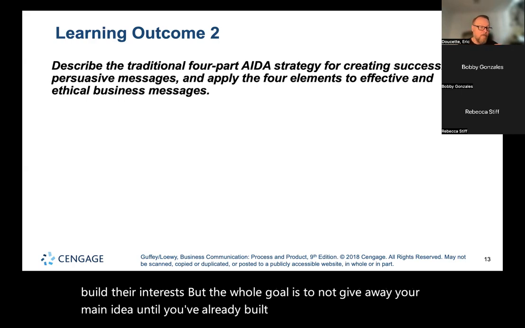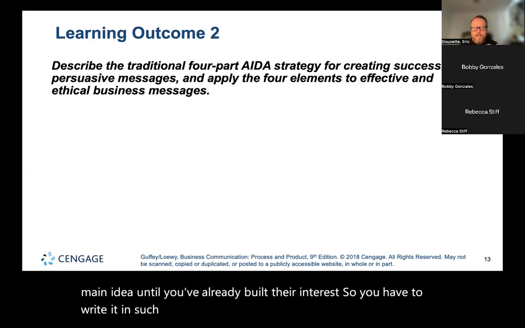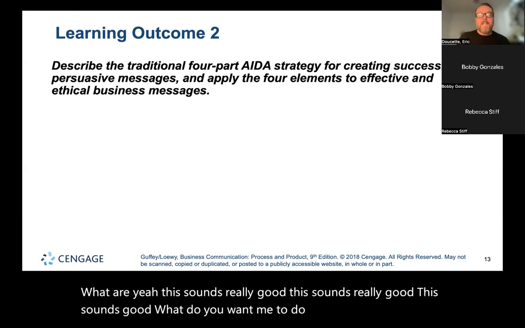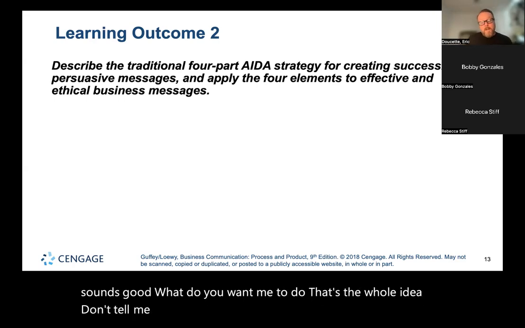So you have to write it in such a way as you're trying to get them to build interest. Like, this sounds really good. This sounds good. What do you want me to do? That's the whole idea. Don't tell me what you want me to do and then try and build my interest.